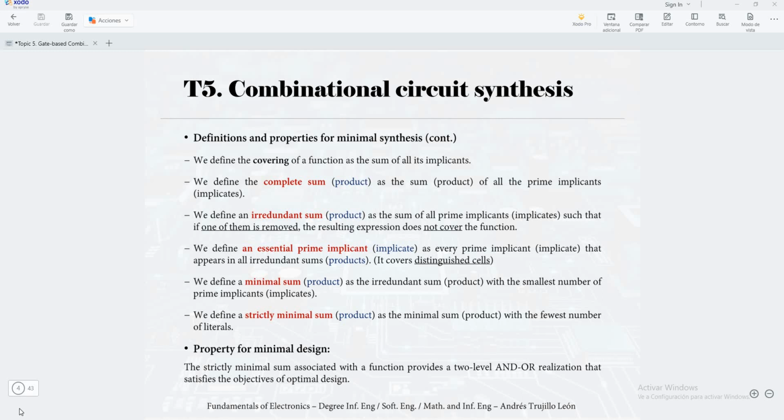Hello everyone, this is the second lesson of topic 5. It's the second lesson and the last lesson, so when we finish it, you have all the contents that you need for the first midterm exam.